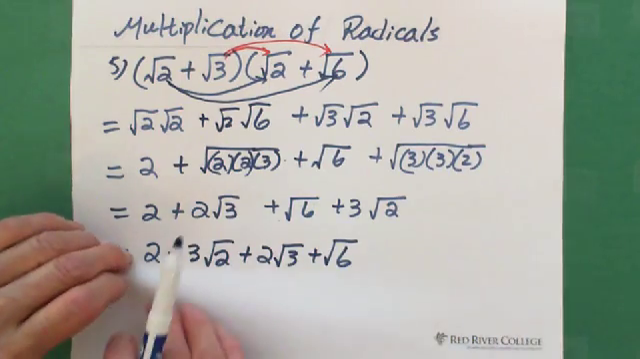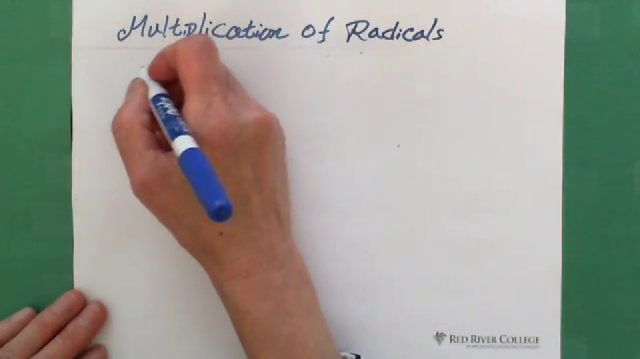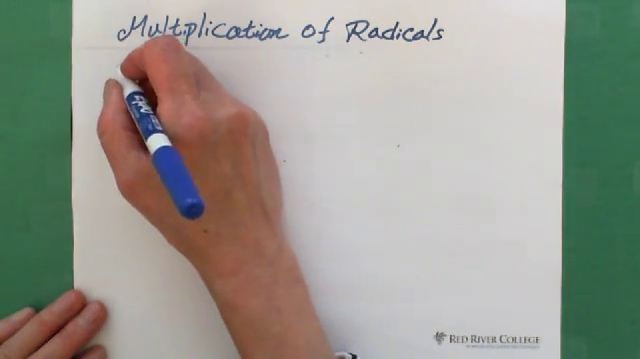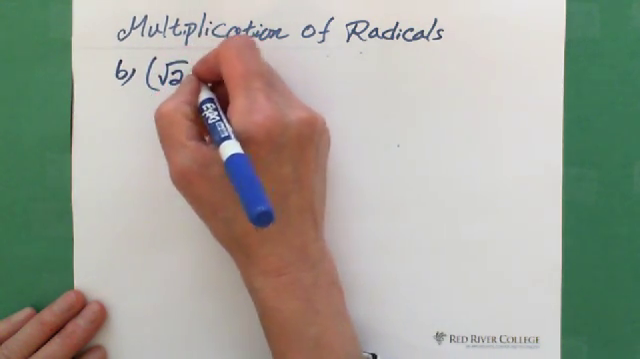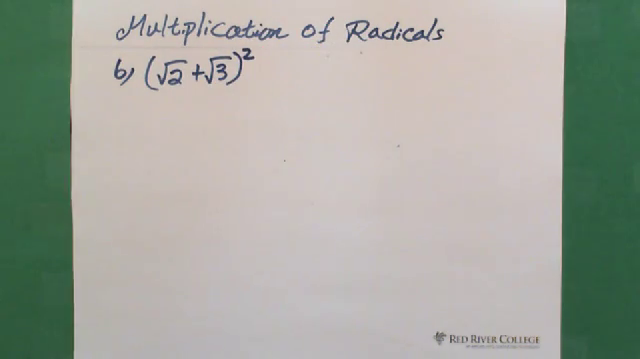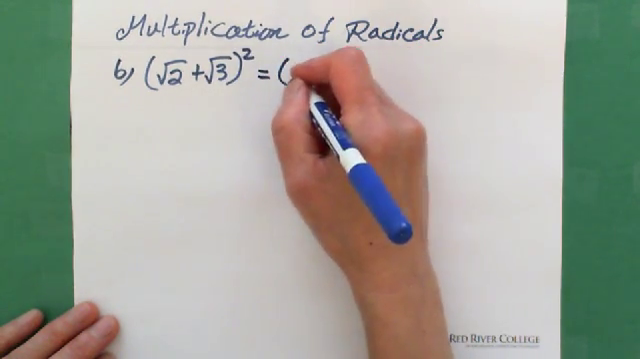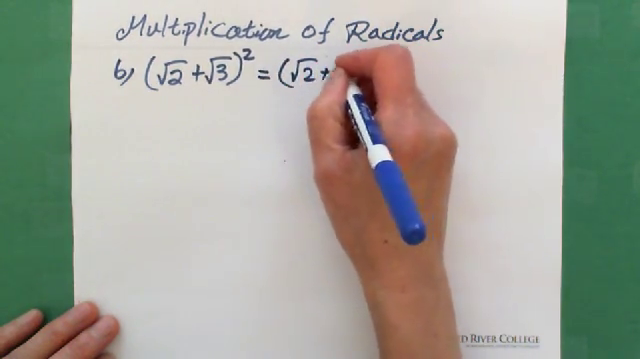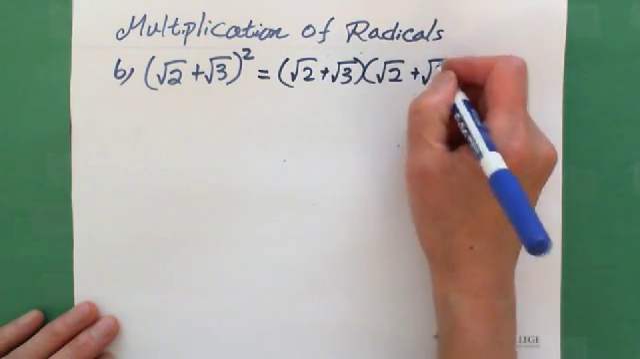Next question, I want to show you something more useful and important. Let's see this one. This is question 6. If you have root 2 plus root 3, squared. How to do this? We can write this into 2 brackets, root 2 plus root 3, times another root 2 plus root 3.